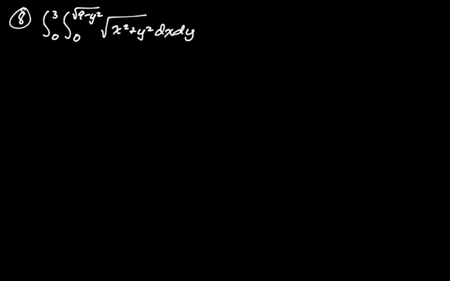Let's look at the next one. We're going 0 to 3, 0 to the square root of 9 minus y squared. You're going to run into a lot of semicircles when you do this. So that's a semicircle. Square root of x squared plus y squared, dx dy. So dx dy, you got to look alive on those. You got to make sure that you're getting these right. So the y bounds are from 0 to 3. The x bounds are from 0 to the square root of 9 minus y squared.